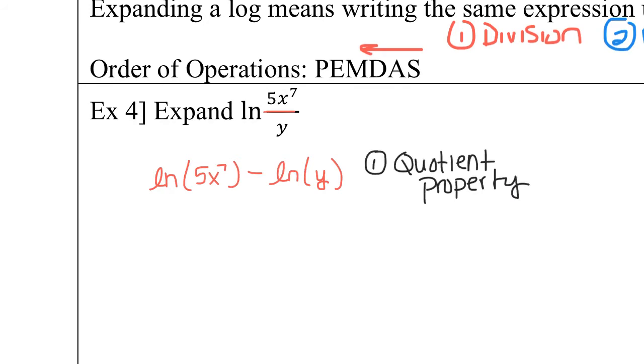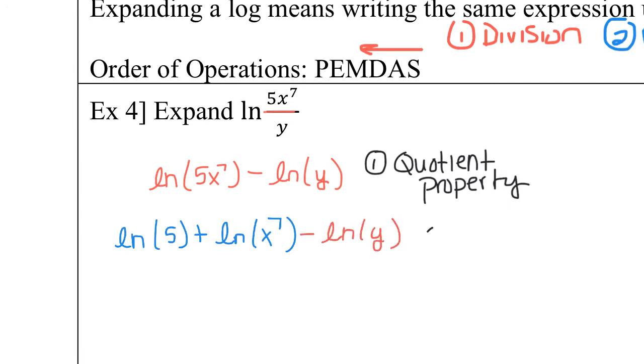Now, I want to get a single argument inside each log if possible, so one thing apiece. Natural log of y is done. I can't do anything else with this, so this guy's just going to tag along the entire time. But I have natural log of 5x to the 7th. 5 and x to the 7th are being multiplied, so I can use my product property. According to the product property, we're going to add whatever's inside together. So it's going to be natural log of 5 plus natural log of x to the 7th, and again, the minus natural log of y is just going to tag along. So this one was created using the product property.